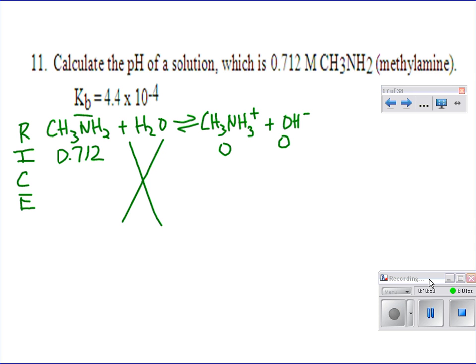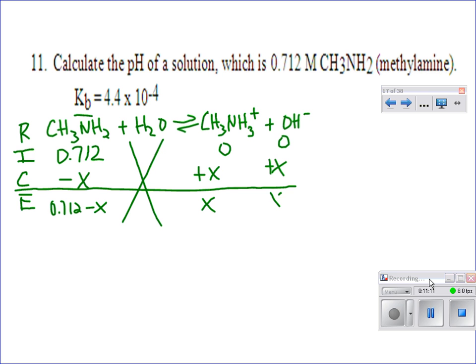We know KB, we're looking for pH. Minus X, plus X, plus X, 0.712 minus X, X and X. Now if I'm looking for pH, how is this table going to help me? Find X. What is X? That's the concentration of OH. Once I know that, I can get the pOH and then pH, okay? So I'm solving for X here.